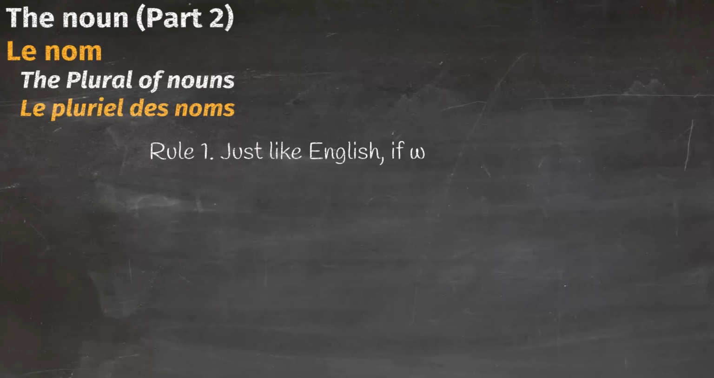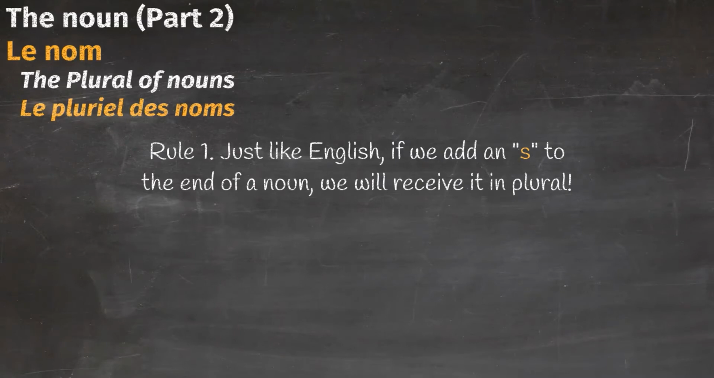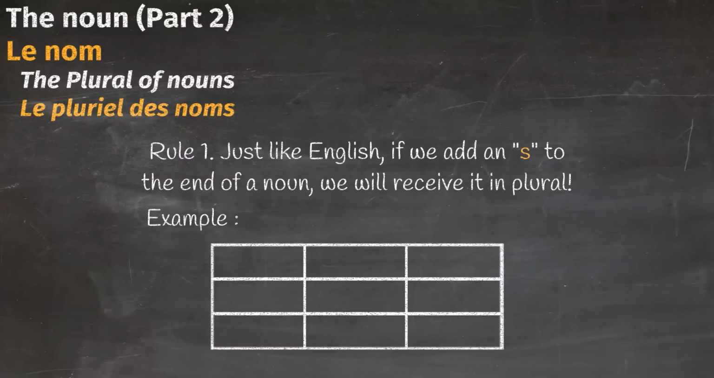And here I'm gonna show 3 simple rules by which we can recognize the plural form of nouns easily in French. Rule number 1. Just like English, if we add an S to the end of a noun, we will receive it in plural. Simply, if you see an S at the end of a noun, it is a plural noun. Now let's check a few examples together.